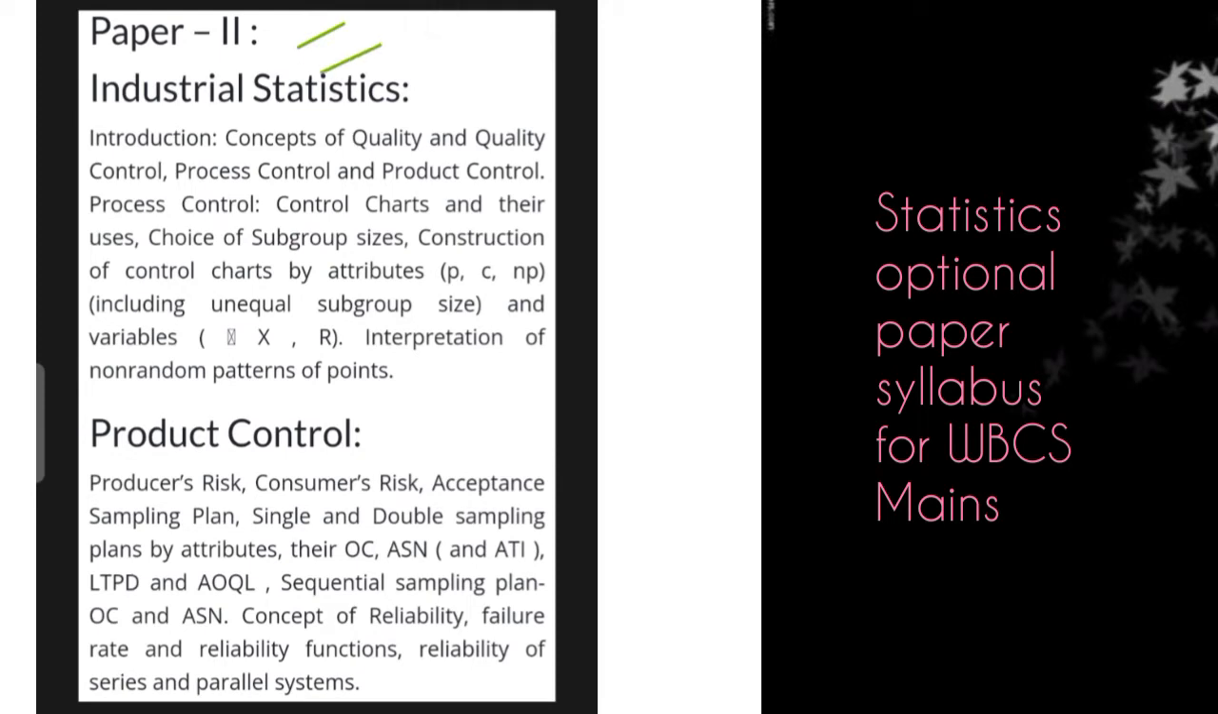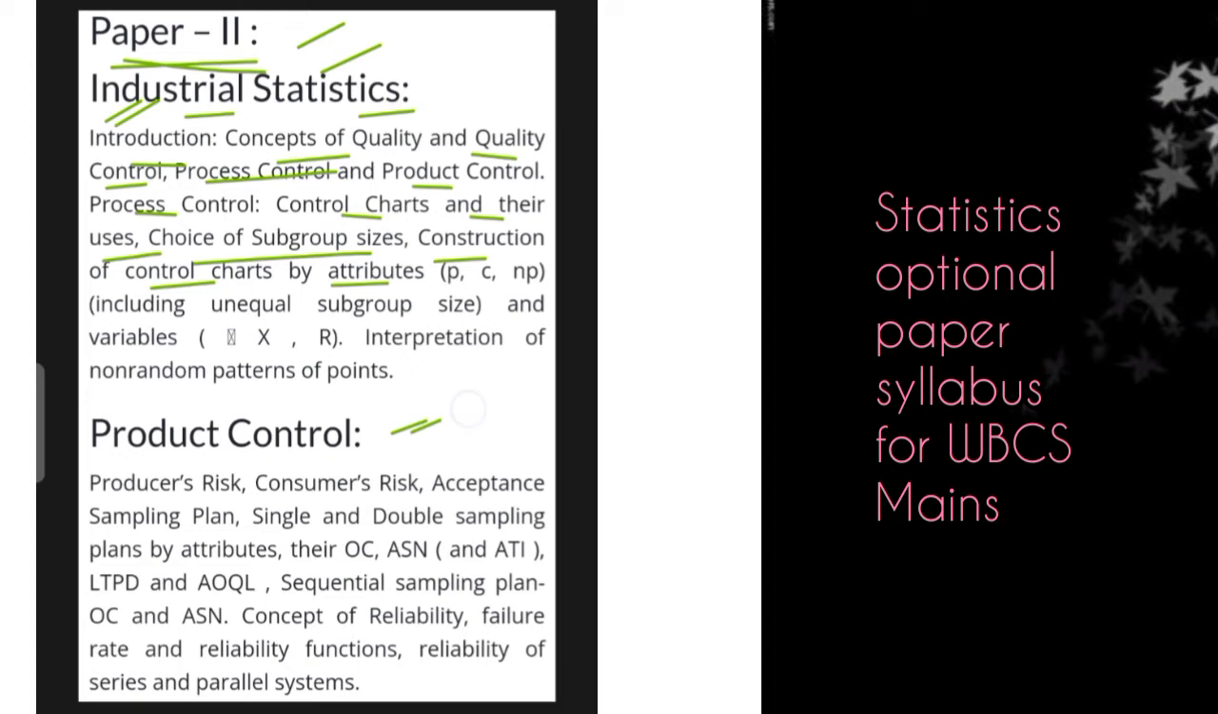Next, let us check the latest syllabus of paper 2. In paper 2, you can see it starts with industrial statistics portion. Introduction, concepts of quality, quality control, product control, process control, control charts, and the uses, choice of subgroup sizes, construction of control charts by attributes, interpretation of non-random patterns of points.